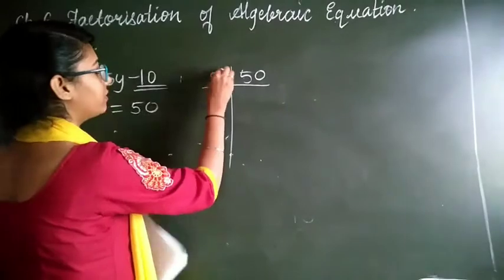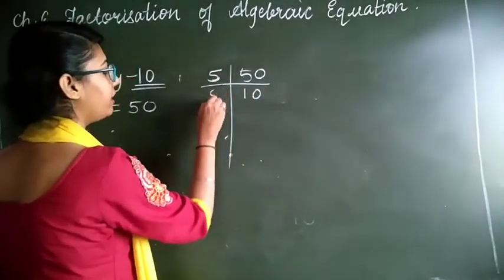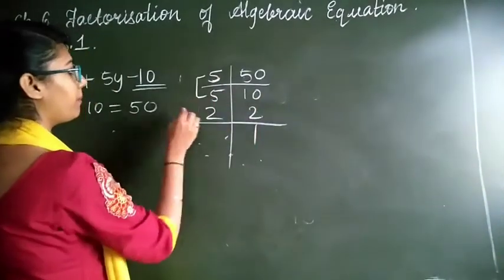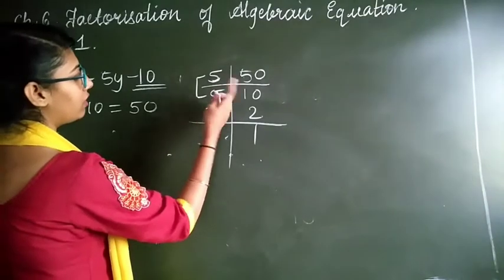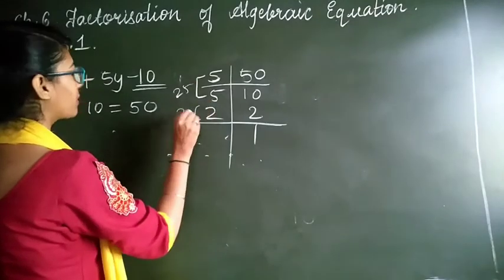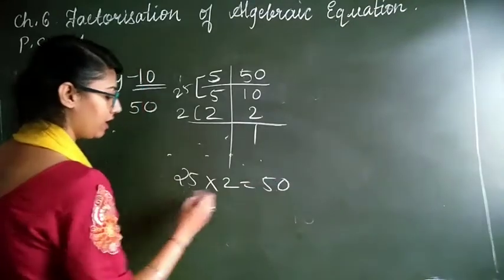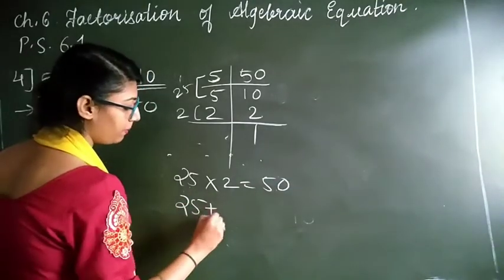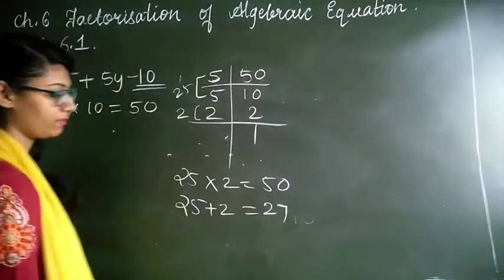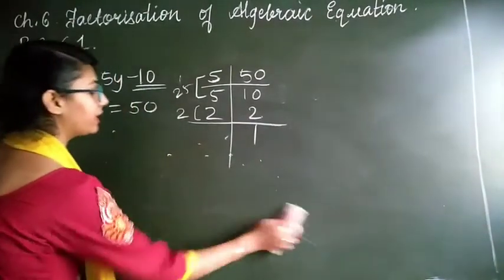First we will find the factors. 5 tens are 50, 5 twos are 10, 2 ones are 2. So we will form pairs. See, 5 fives are 25 and 2. 25 into 2 is 50. But 25 plus 2 will be 27. We don't want 27, we want 5. So we will shuffle it again.